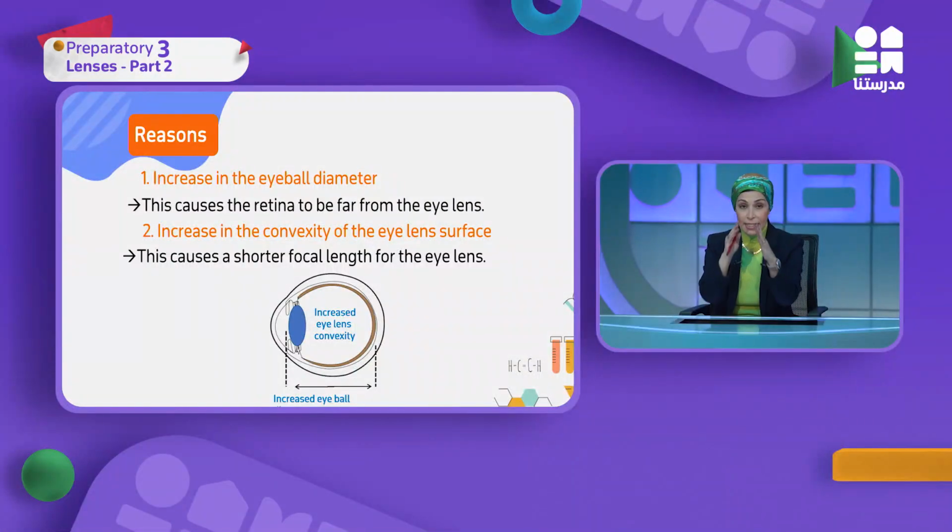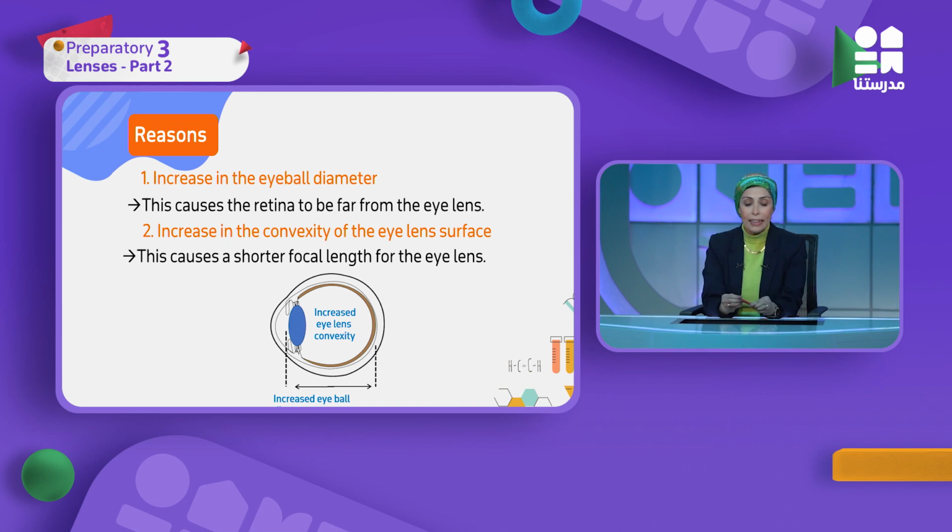Now the second reason for short-sightedness is related to the convexity of the lens, as we said before in the practice. If the convexity of the eye lens increases, what happens to the focal length, as we saw in the last practice? The focal length will be short, and the diameter of the eyeball increases, so the retina is far from the eye lens. So the retina is far and the focal length is short.